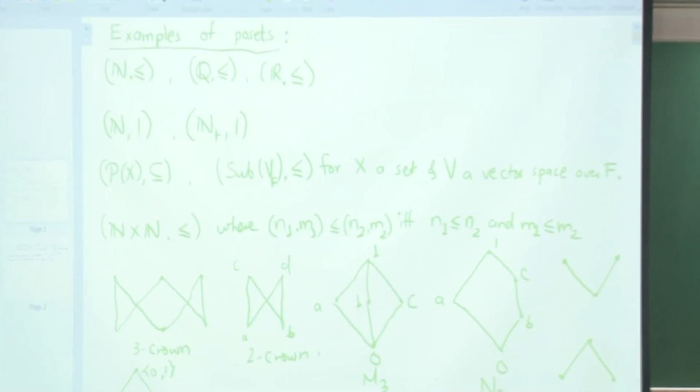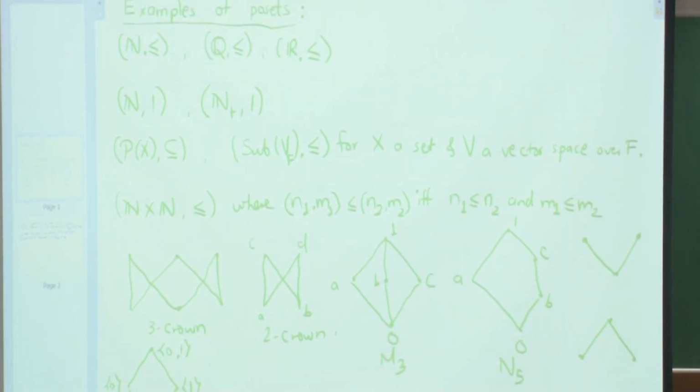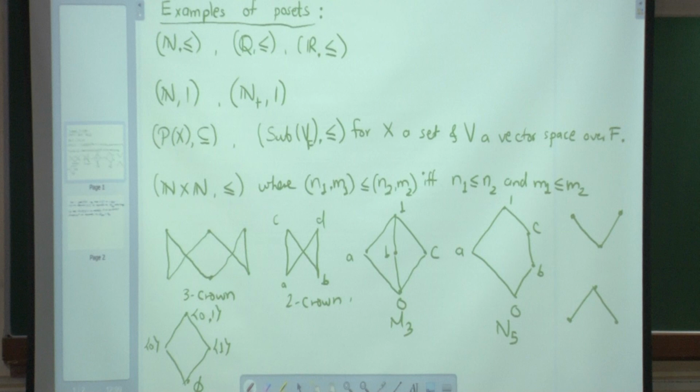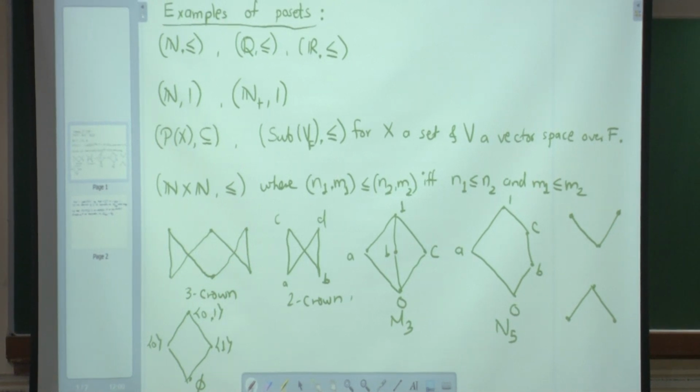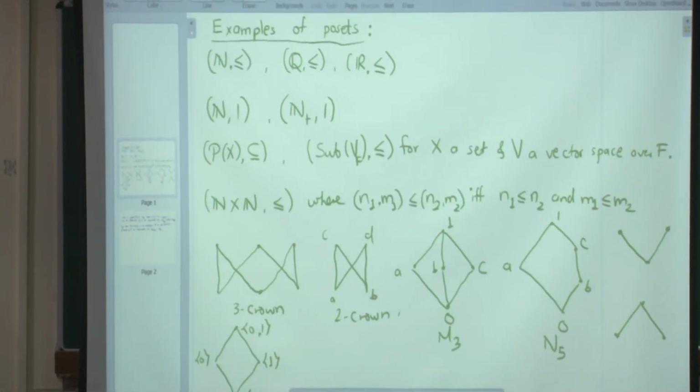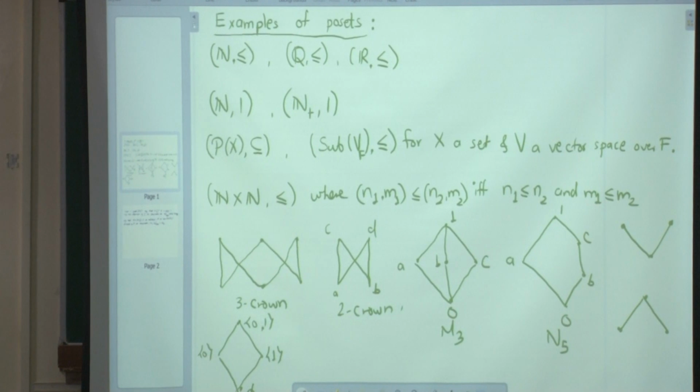So for example, in M3, can you describe one chain? It's on the screen. 0, 0A1, that is a chain. 0B1 is another chain. 0C1 is another chain. Just 0 is a chain. 0A is a chain. 0B is a chain. 01 is a chain. Yes?